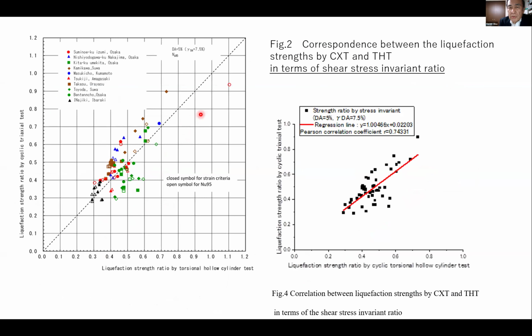Then, if we use the stress invariant ratio, the ordinate is the strength ratio by the cyclic triaxial test in terms of the stress invariant ratio, and the horizontal axis is given by the torsional simple shear test. In this case, we can obtain a very strong correlation between the test results. The slope of the regression curve is around 1.00, and the correlation coefficient of 0.743 is enough for accuracy.